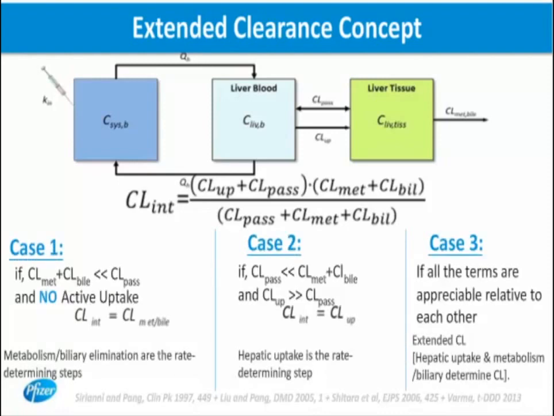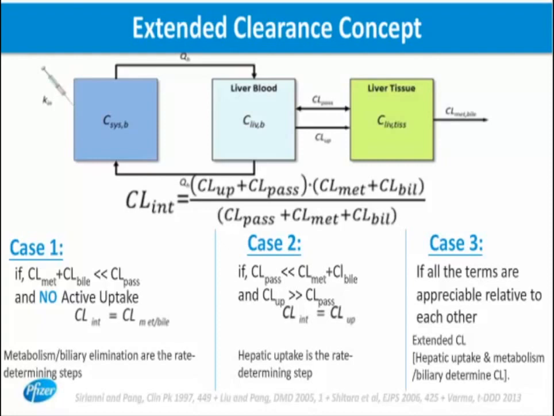If you take a look at the metabolic and biliary clearance, and you make an assumption that it is significantly lower than the passive clearance of the molecule, combined with no active hepatic uptake, this equation is going to end up with this simple concept, where intrinsic clearance is basically equal to the metabolic and biliary elimination. There is another case where passive is extremely low. As a matter of fact, it's significantly lower than metabolic and biliary, and it is combined with significant active hepatic uptake that's mediated by OATP.